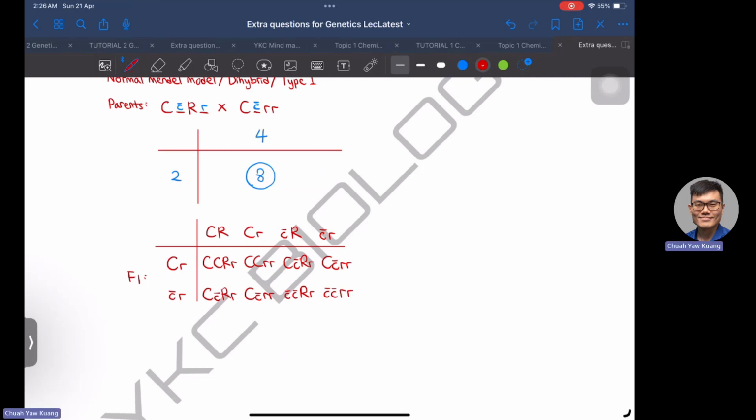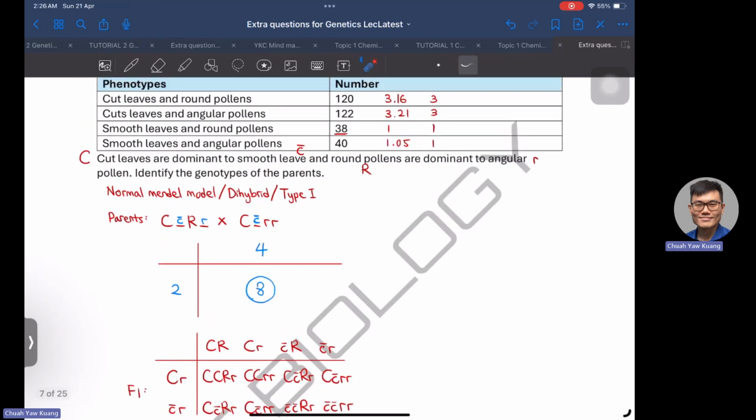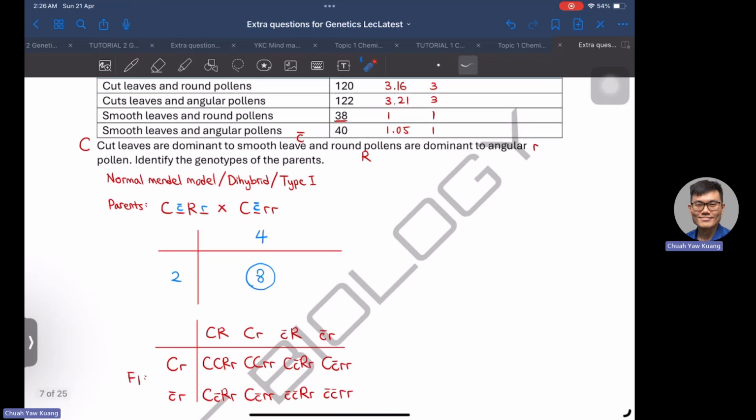After we are done with the cross, does that mean it's done already? Not yet. We have to check back because this is based on our prediction. We predicted that, so we have to check back. Check the phenotypic ratio. Based on this, now we can see from here.